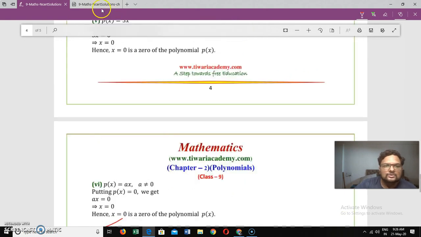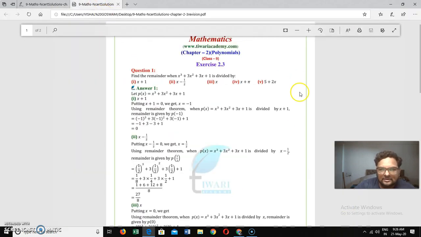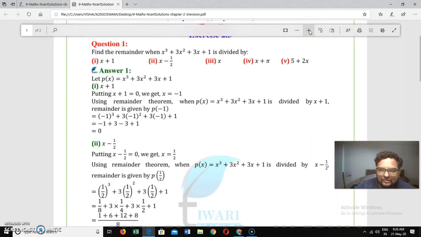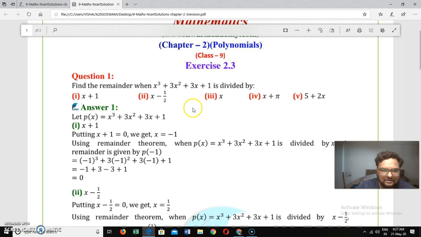Well, let's go to the new exercise, that is 2.3. Here also the same thing, find the remainder by dividing the following. So here we are not going to divide the polynomial completely by the given divisors, but we'll use the remainder theorem, what I taught you in the teaching videos.